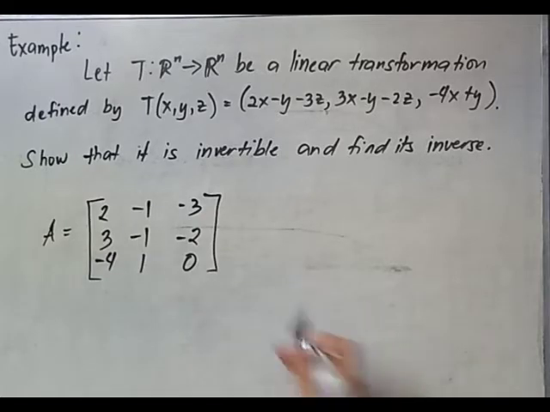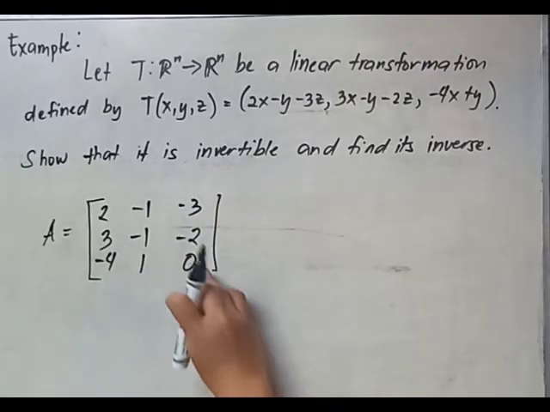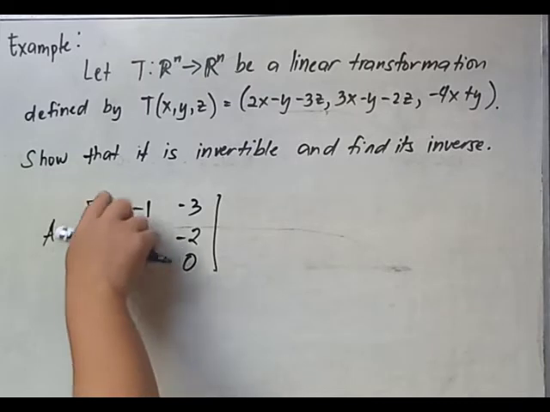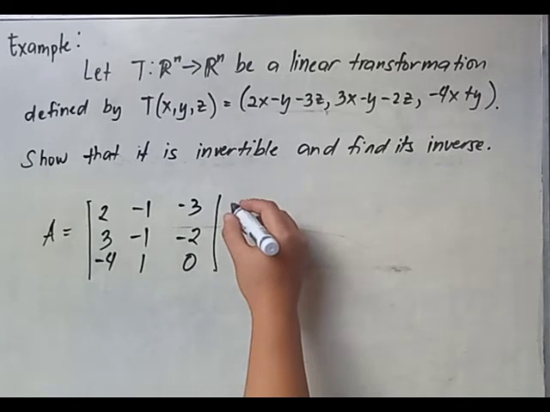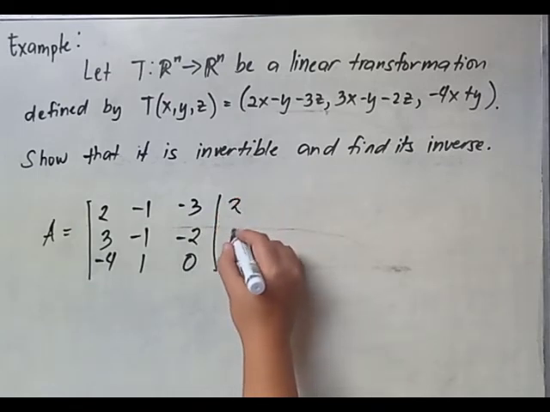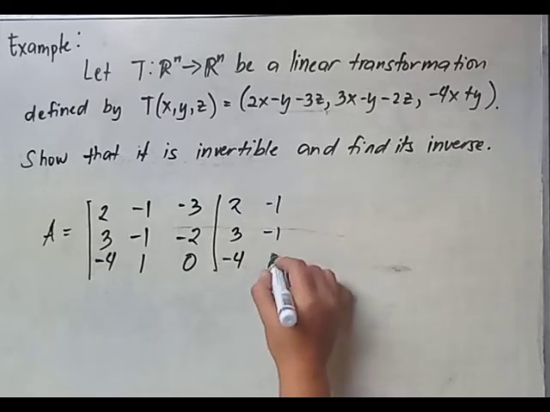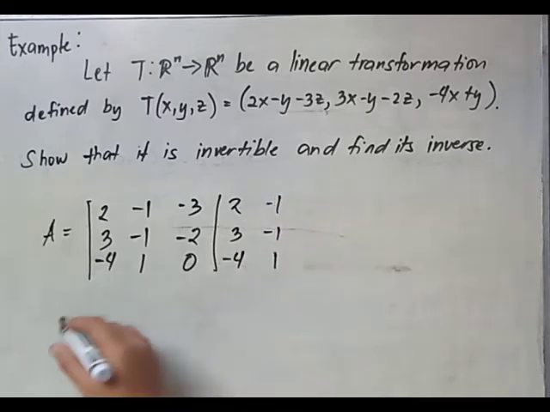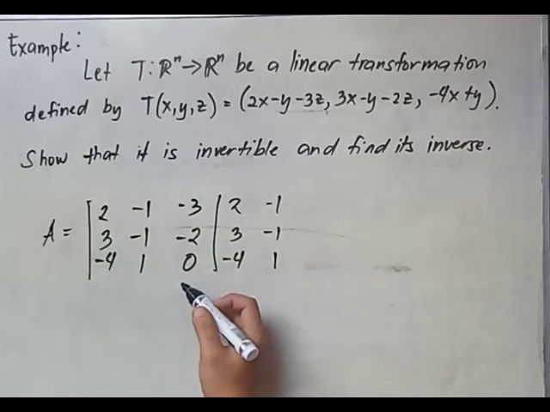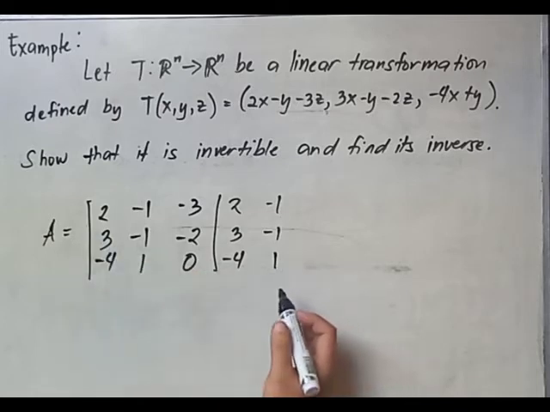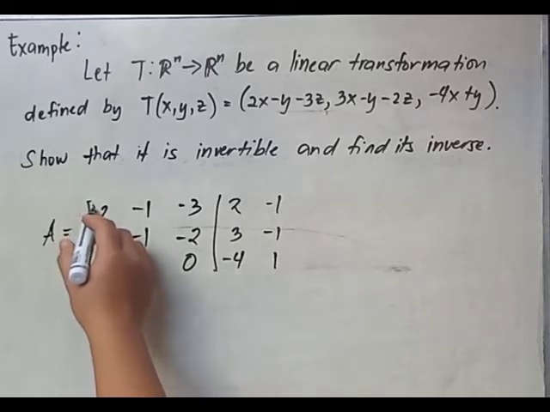In finding the determinant of a matrix, if it is a 3 by 3 matrix, we're going to write down the first and second column on the right side of the matrix. So that is 2, 3, negative 4, negative 1, negative 1, and 1, in order to complete the diagonals that we are going to make later. The next step is to get the products of the diagonals.